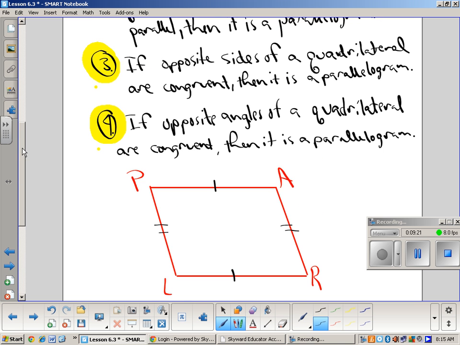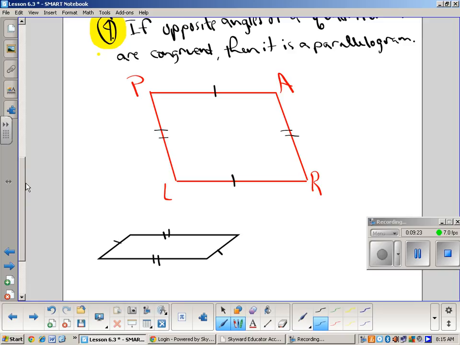And the last one is opposite angles. And that's just saying if I know these are equal and I know these are equal, then I know it has to be a parallelogram. Even if I don't know anything at all about the sides, it has to be a parallelogram. Okay? All right. Any questions on those four items?